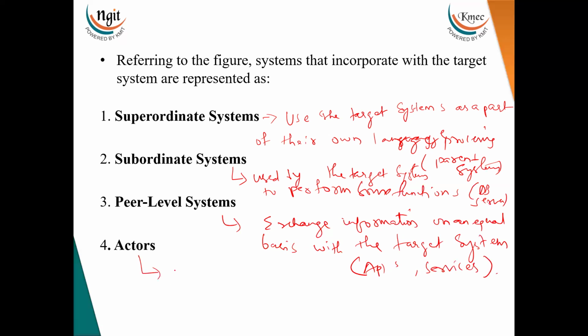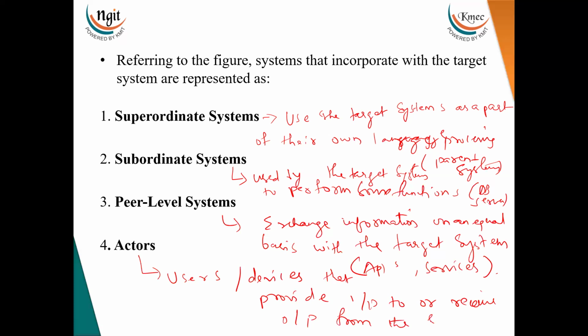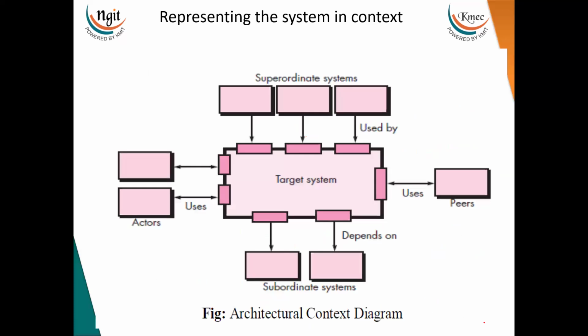Then the fourth one is actors. That is nothing but users or devices that provide input to or receive output from the system. Clear? So these are all the four which we have found in our architectural context diagram ACD.